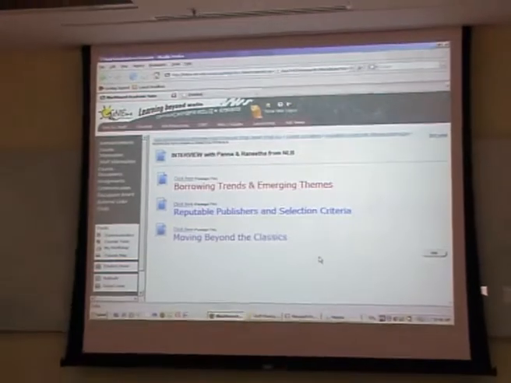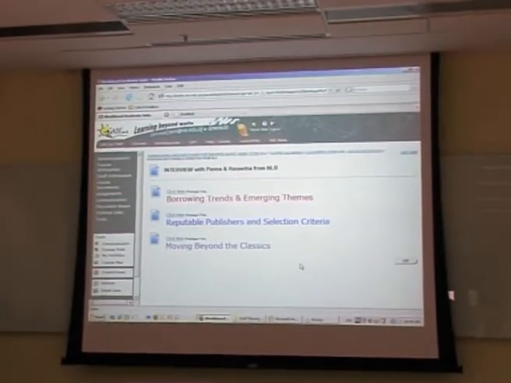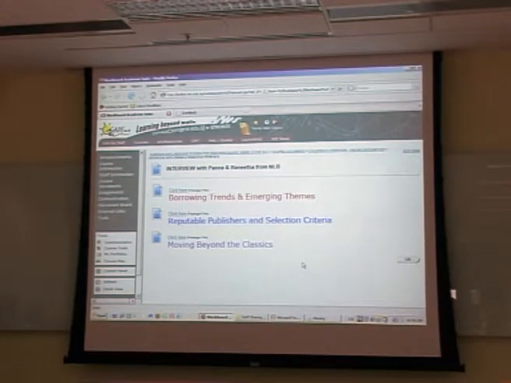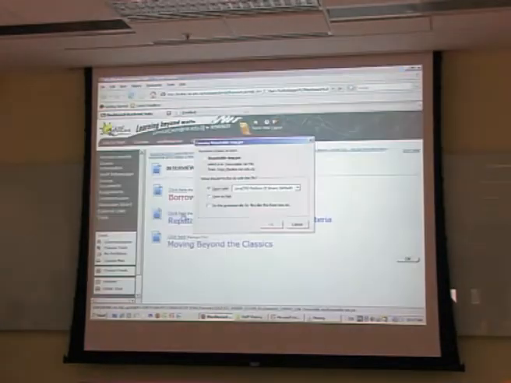Basically finding out about the book trends. Okay? And of course they would probably be interested in some reputable publishers, some selection criteria, and of course the importance of moving beyond the classics, because they tell us that some primary school teachers and parents are very obsessed with the classics, and kids don't like the classics. Okay, so I'll just play one. Okay, maybe the one with my voice.